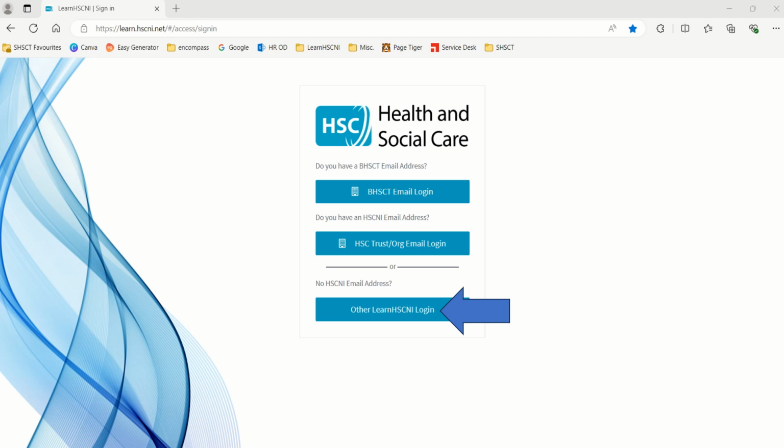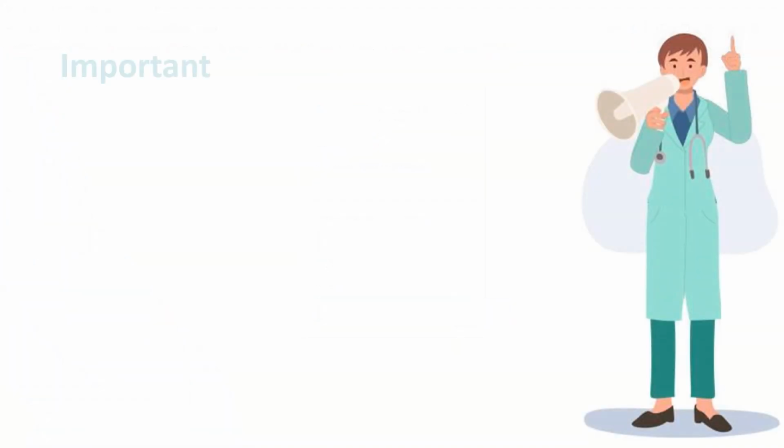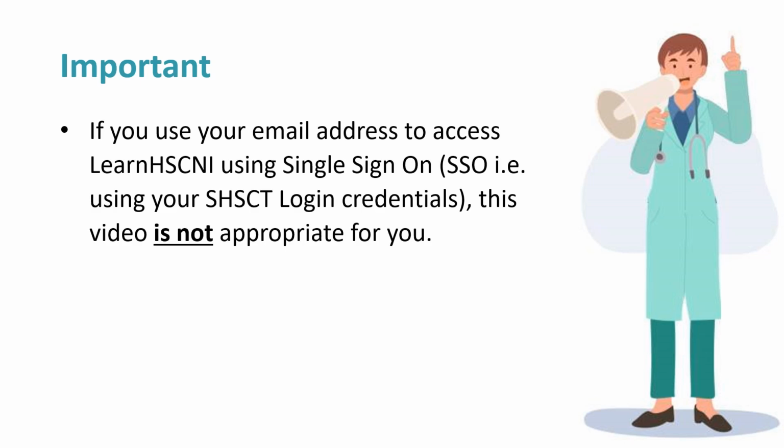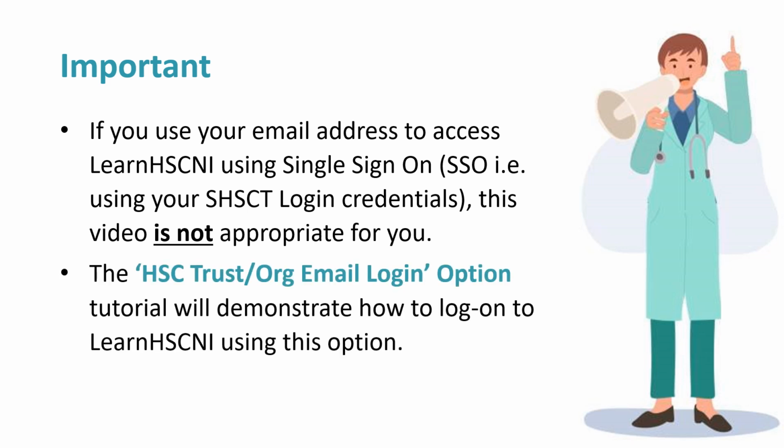In this tutorial, we are focusing on logging in via the Other LearnHSCNI Login Option, which is the third/bottom button. You should sign in using this option if you access LearnHSCNI using your staff number or a temporary sign-in number. Temporary sign-in numbers are prefixed with NONSIP. If you use your email address to log in via single sign-on, i.e. your Southern Trust login credentials, this video is not appropriate for you, and there is a separate video to help demonstrate how to log on to LearnHSCNI using this option.